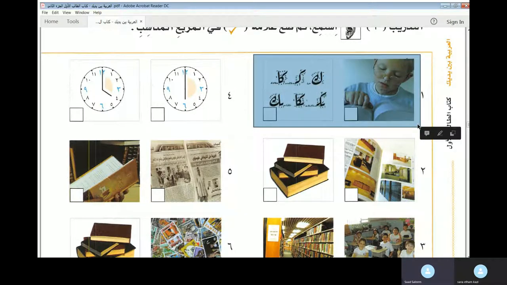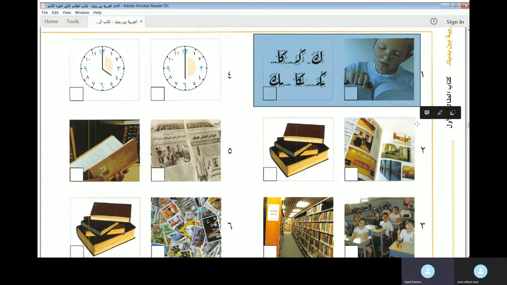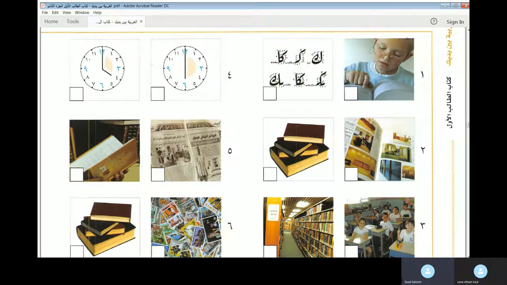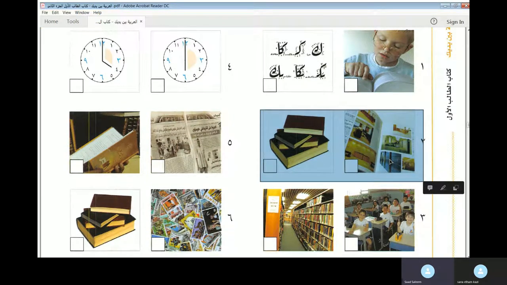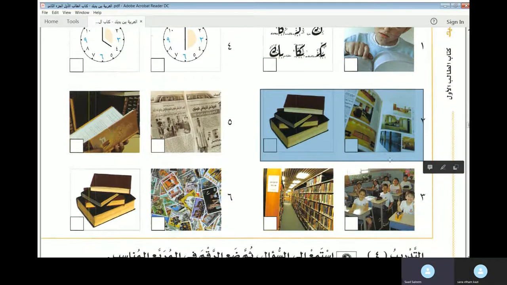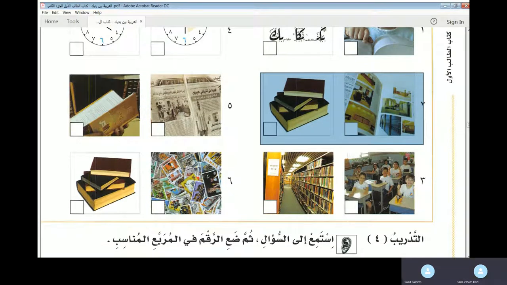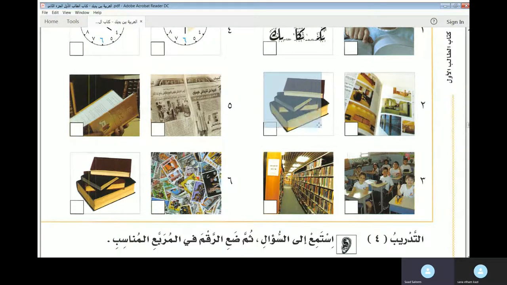What are your hobbies? My hobby is reading. So reading is the first picture. In the first picture, a child is reading. Then we have number two. What are you reading? I read a magazine. No, no. In the second we have books. In the first one we have a magazine. Oh, okay.